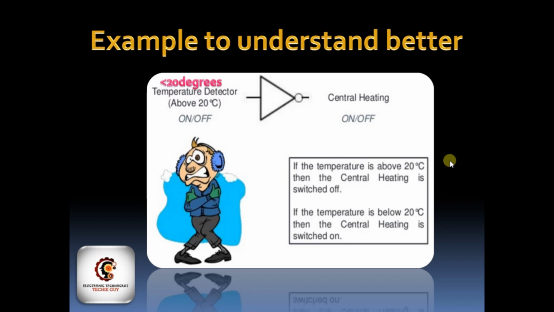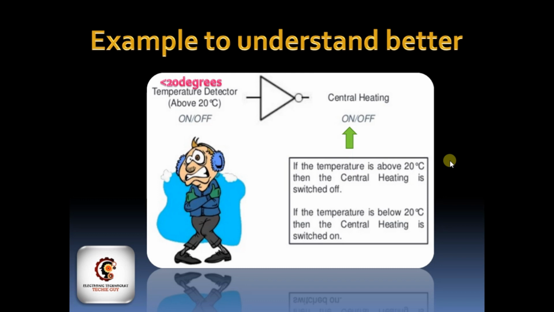Now if we give the input as temperature, when the temperature is less than 20 degrees, that means the room is super chilled. What will happen to the heating in the output? Yes, the heater will turn on. Whenever the input is less than 20 degrees, as you can see in the animation, we get an output of 1. Central heating turns on.